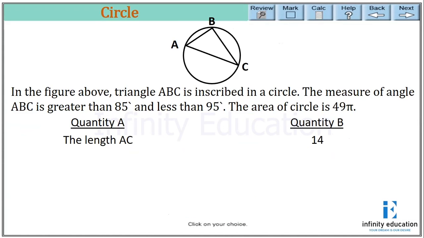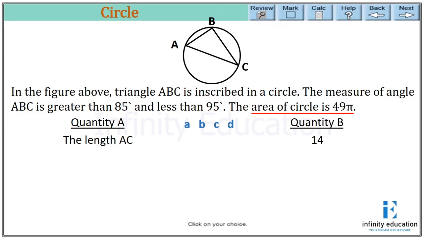So there is a figure. In the figure above, triangle ABC is inscribed in a circle. The measure of angle ABC is greater than 85 degrees and less than 95 degrees, and the area of the circle is given as 49 pi. Okay, we can see this is a quant comp question, so we must write the ABCD first.